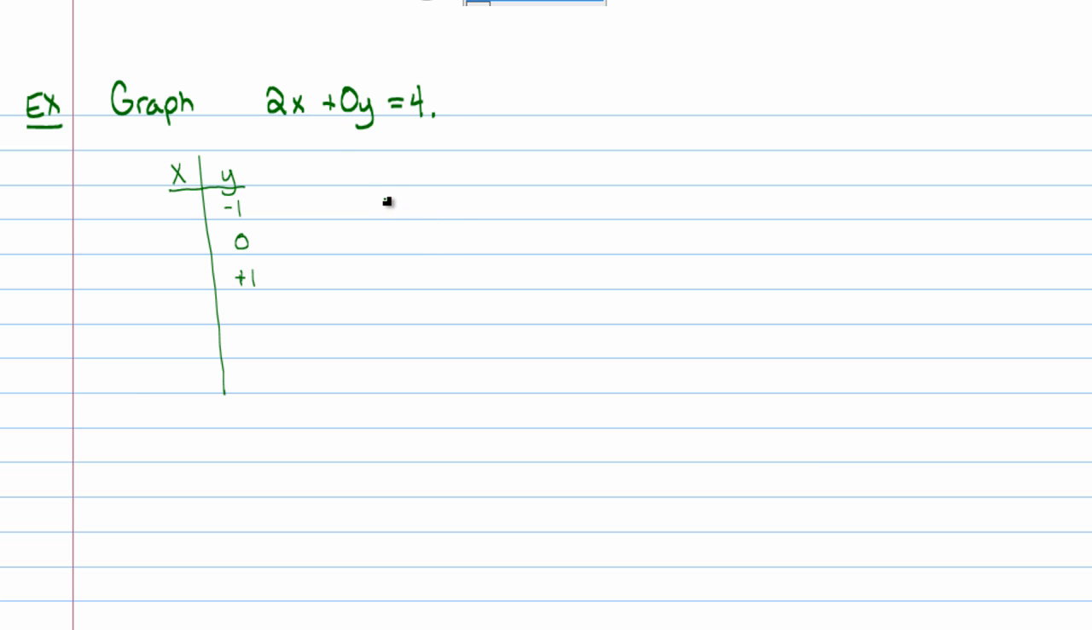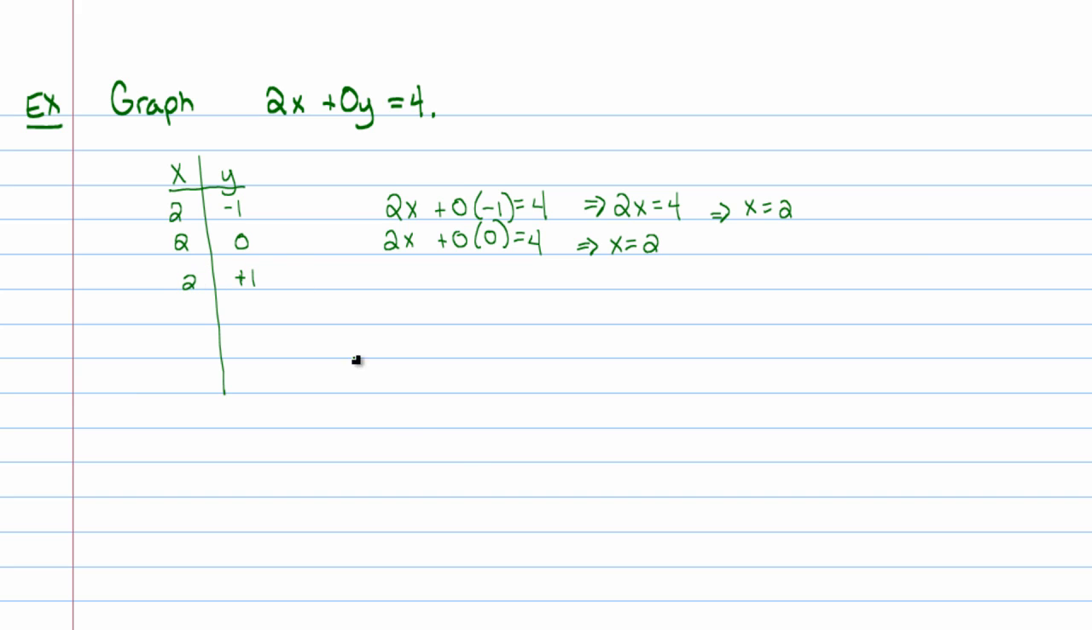Well, when y is -1, we have 2x plus 0 times -1 is equal to 4. That just means 2x is equal to 4, or in other words, x is equal to 2. And we find out that if we let y equals 0, the same thing happens. In fact, the pattern will continue: no matter what we let y be, x will end up being a value of 2. Let's graph this situation.